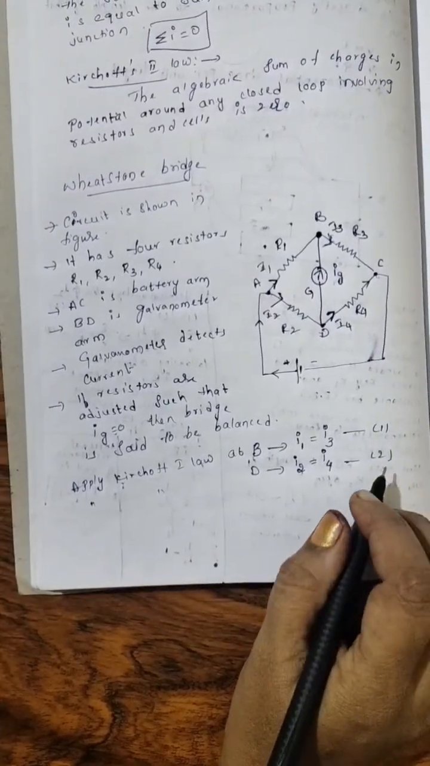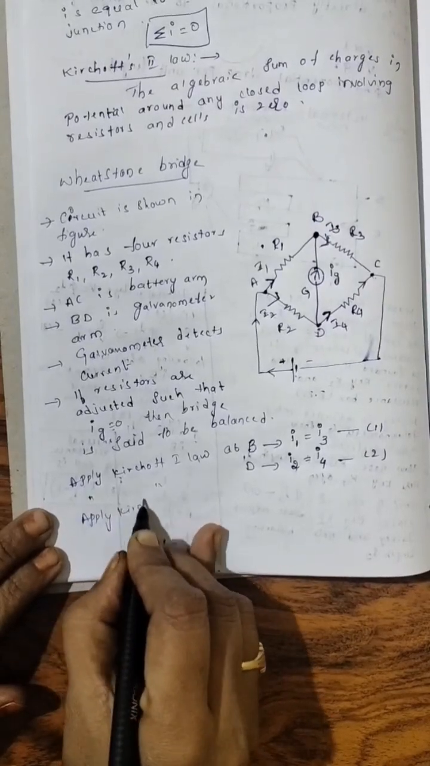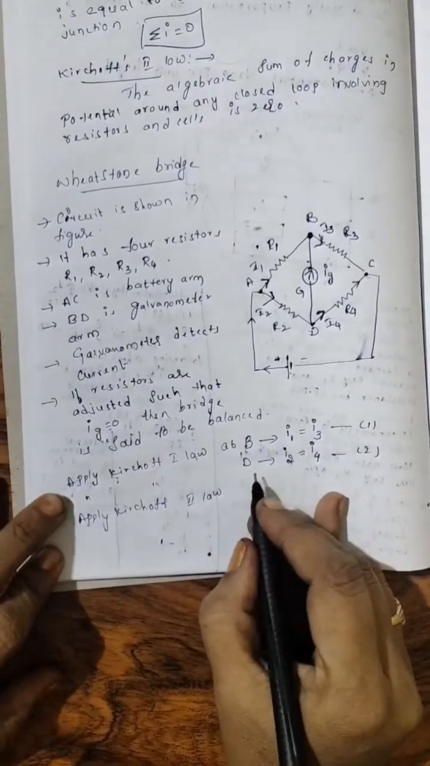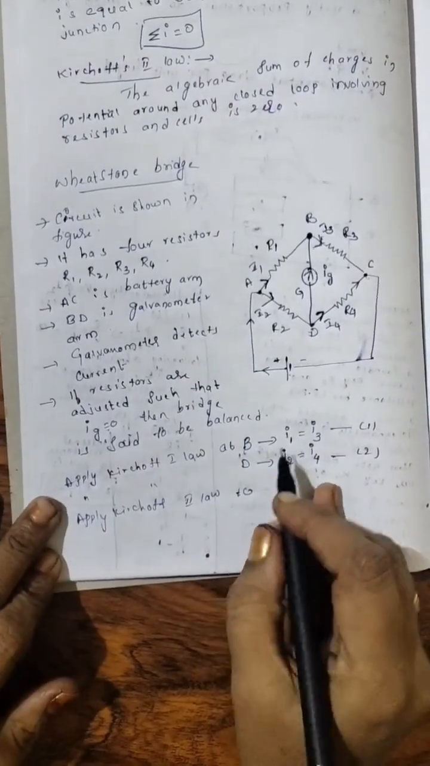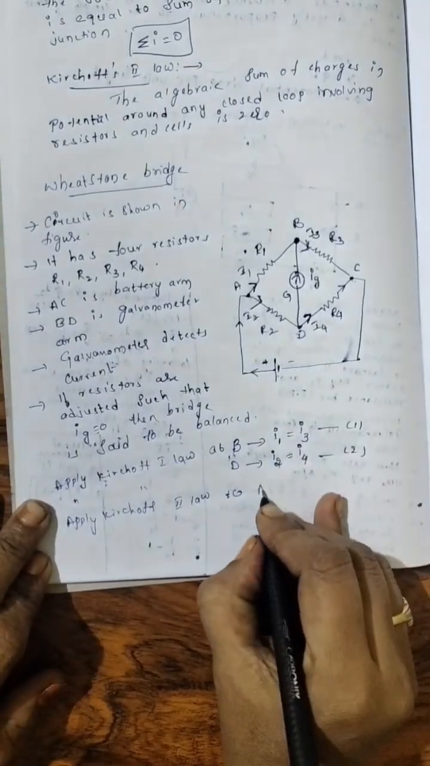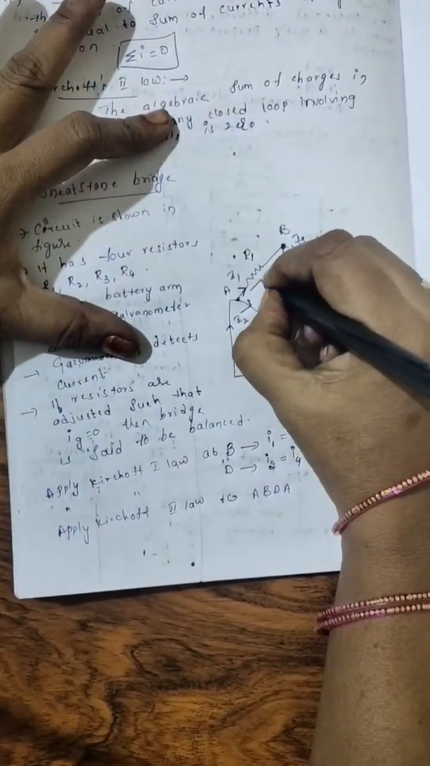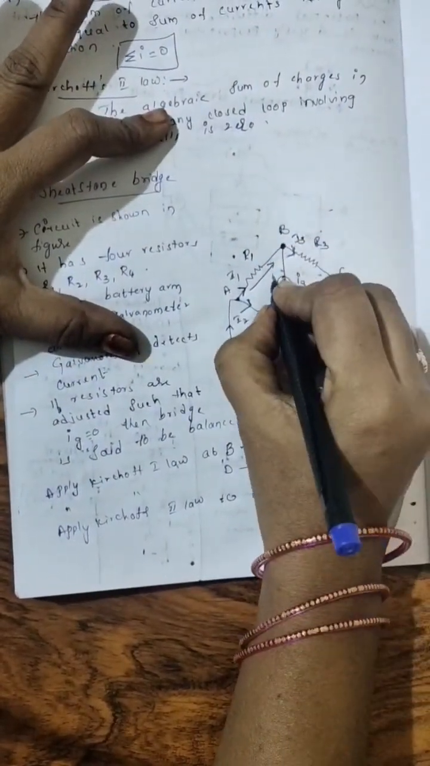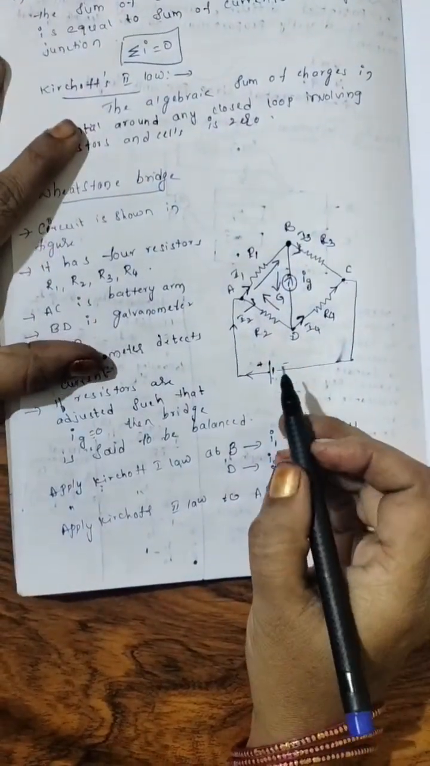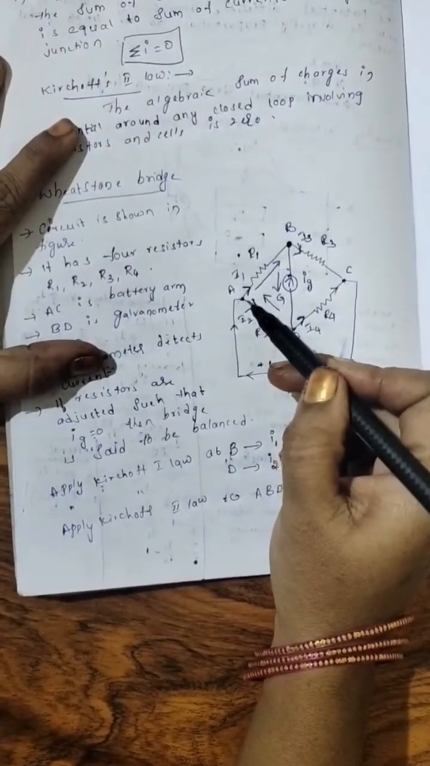Now, next, let us apply Kirchhoff's second law, that is the voltage law, to loop A, B, D, A. In such a way, I am drawing the arrows: A to B, B to D, D to A. This is the path we are following.